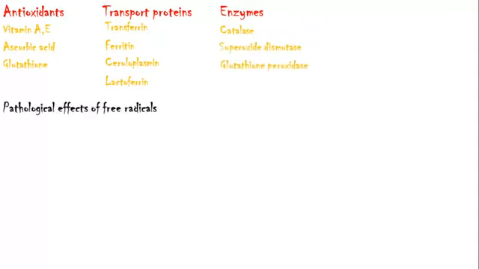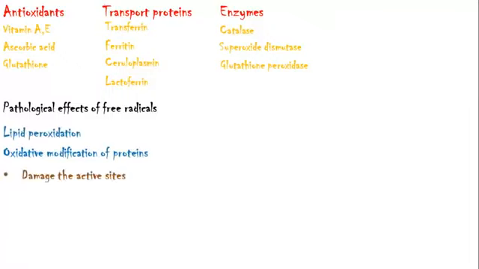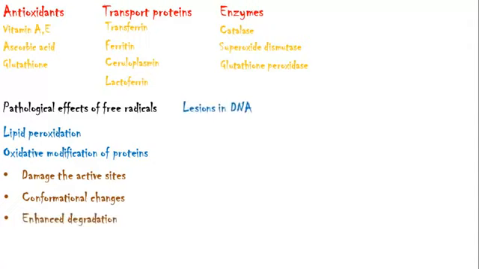Pathological effects of free radicals include lipid peroxidation, oxidative modification of proteins by damaging the active sites of enzymes, causing structural changes and enhancing their degradation. Free radicals also cause lesions in DNA by forming cross-links between the strands and causing single and double strand breaks.